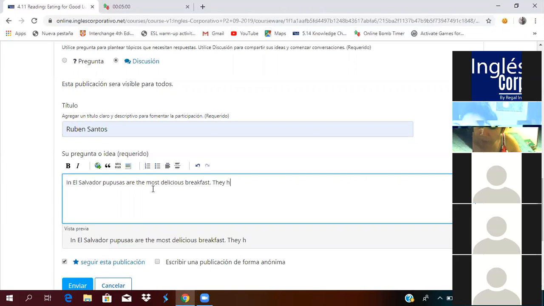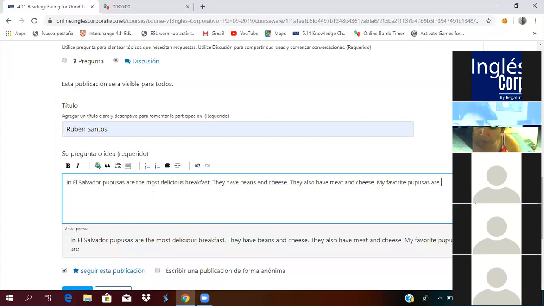They have beans and cheese. They also have meat and cheese. My favorite pupusas are cheese. All right. Me van a dar por lo menos 10 oraciones. Empezando ya. Tiene 10 minutos. Describir la comida cultural del Salvador.